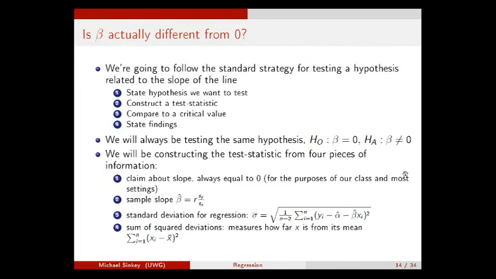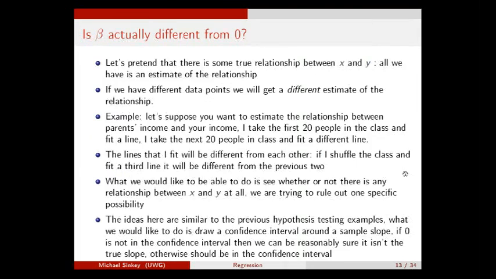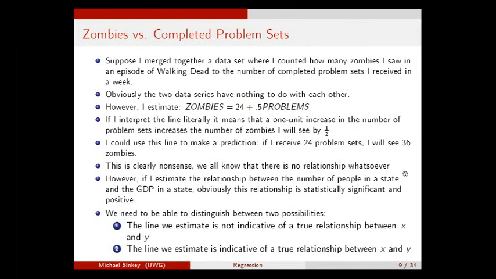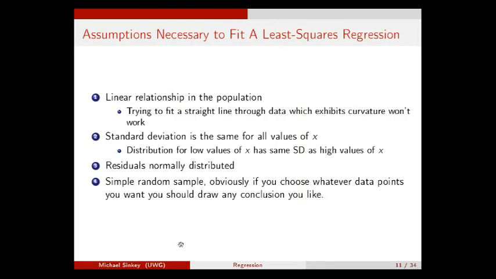So we're going to follow a strategy for testing a hypothesis related to the slope of the line. First, we're going to state the hypothesis. In this case, the null is that there is no relationship whatsoever. So we start from a position where the line we estimate doesn't indicate a relationship. That's the null. And the alternative is that there is some relationship.